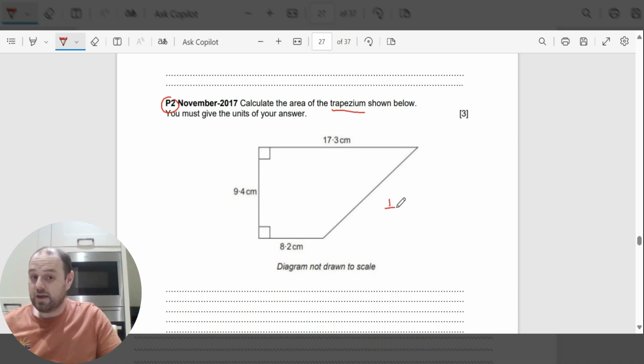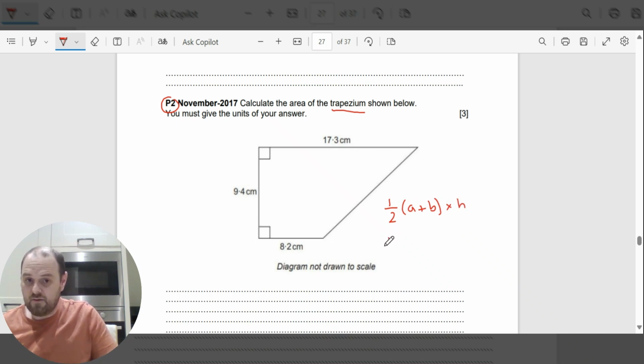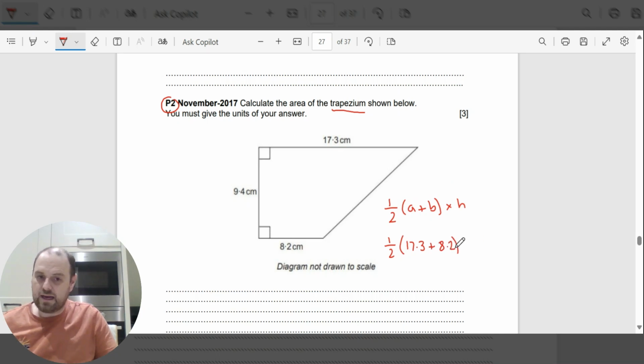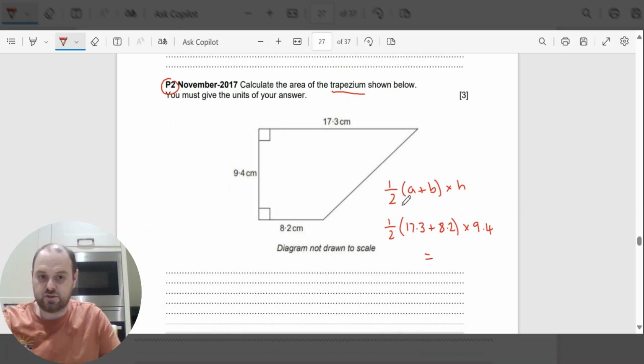However, because it's a trapezium, the alternative to splitting it up is to use this, where it's a half. The top is 17.3. Add the bottom, 8.2. Work that out, add them together and half it, and then times that by the height. Okay, and you'll get the same answer doing that as you would by splitting them up into a rectangle and a triangle.